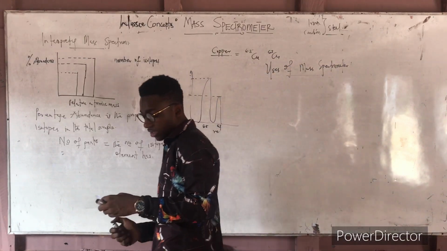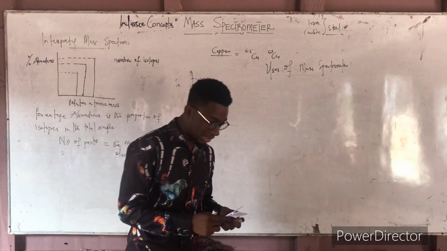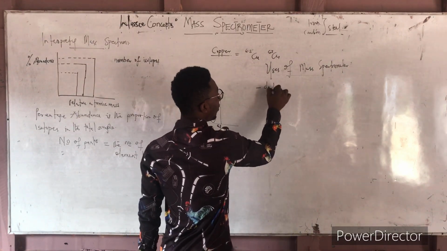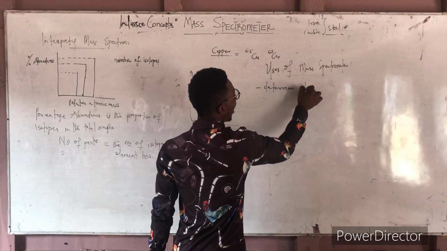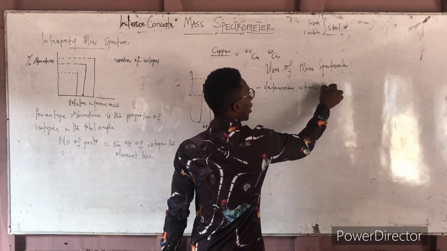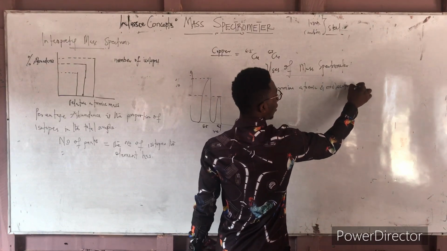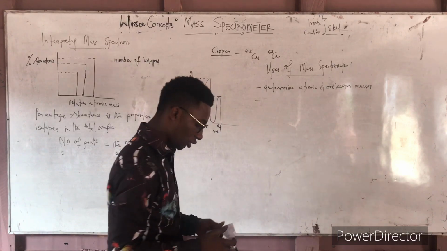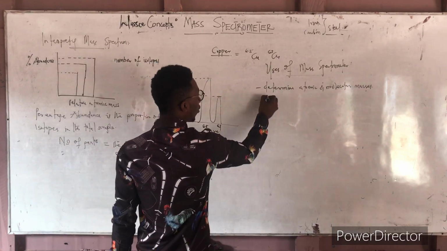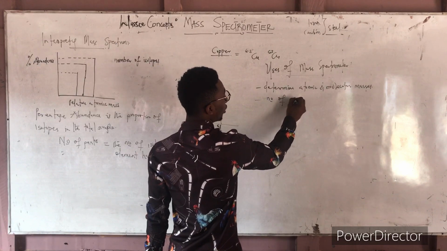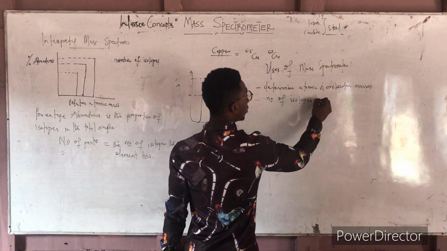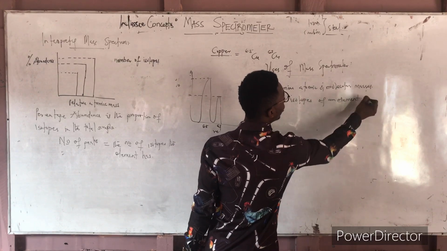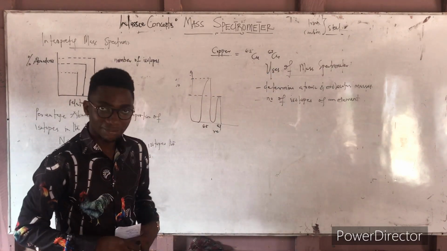Now, one, we can use the mass spectrometer to determine atomic and molecular masses. Two, we can use the mass spectrometer to determine the number of isotopes. We can use it to determine the number of isotopes of an element.